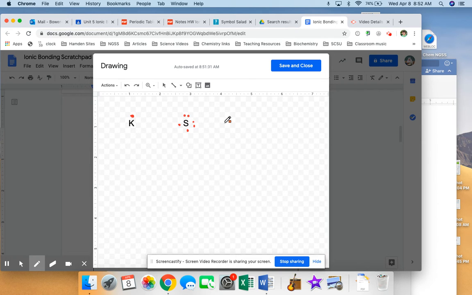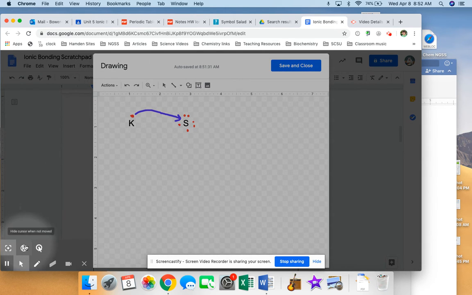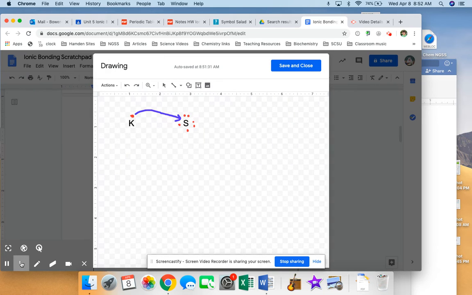And what happens is potassium wants to lose that electron and sulfur wants to gain that electron. So what's going to happen is that potassium's electron will go over here and become part of sulfur. But you'll notice that sulfur is still not happy because it has 1 missing electron.